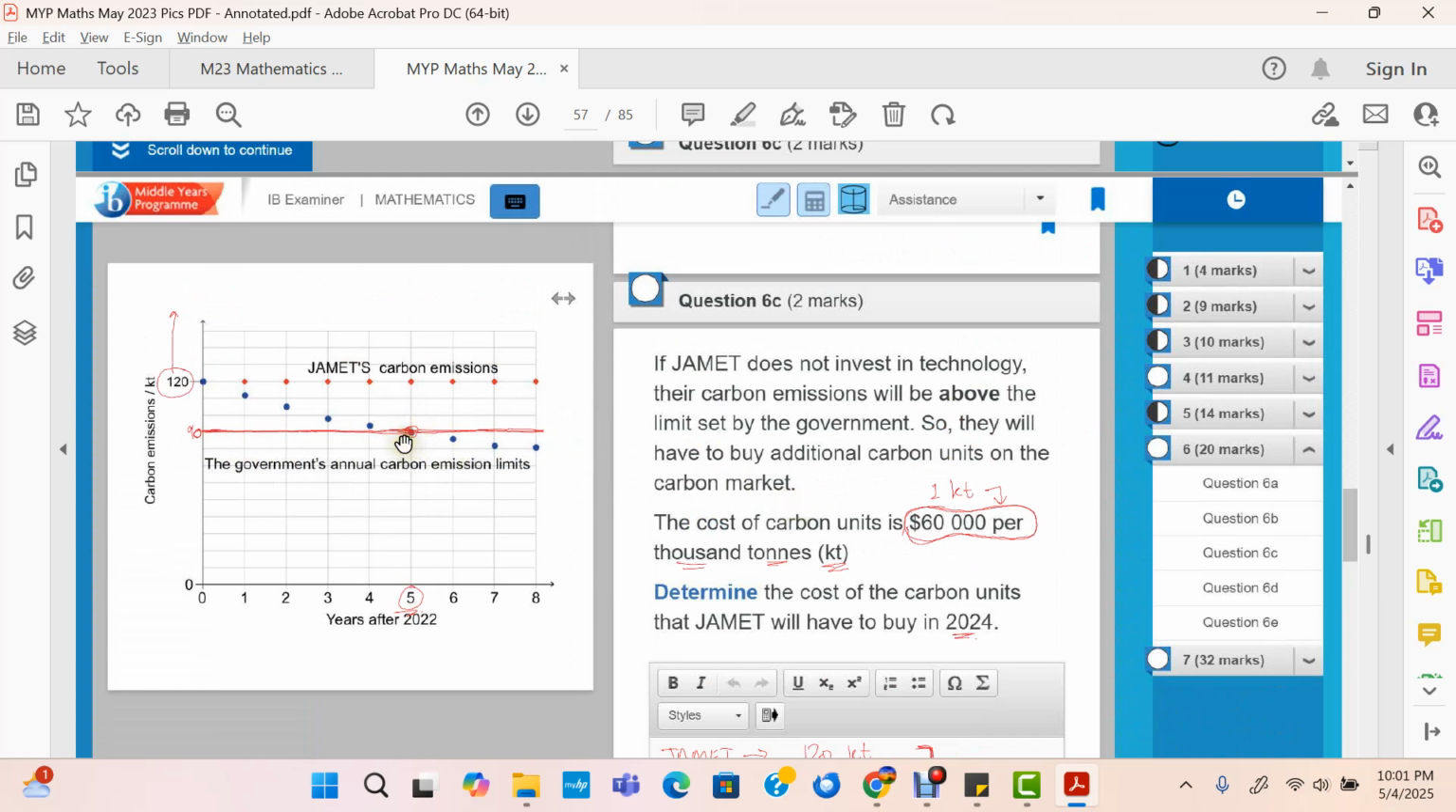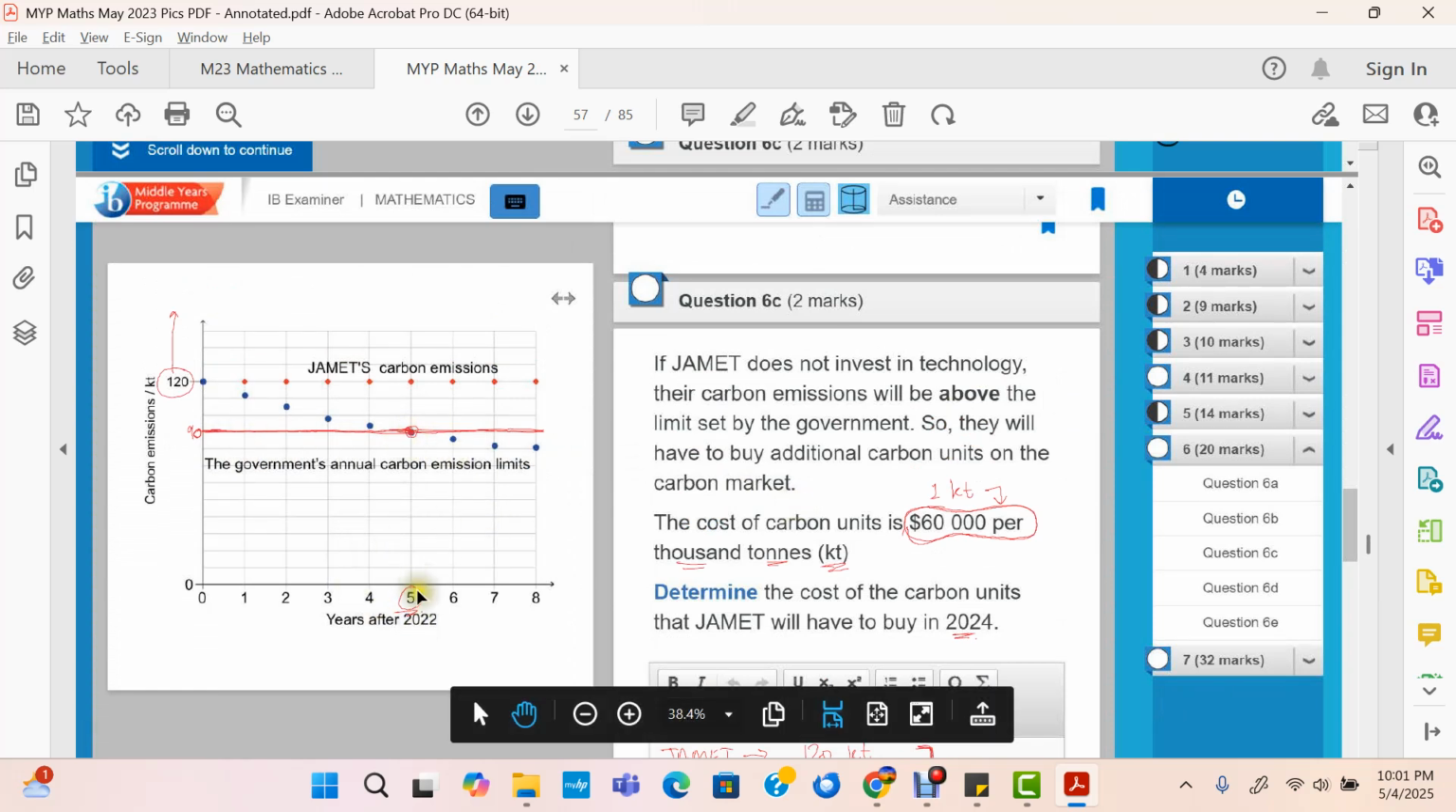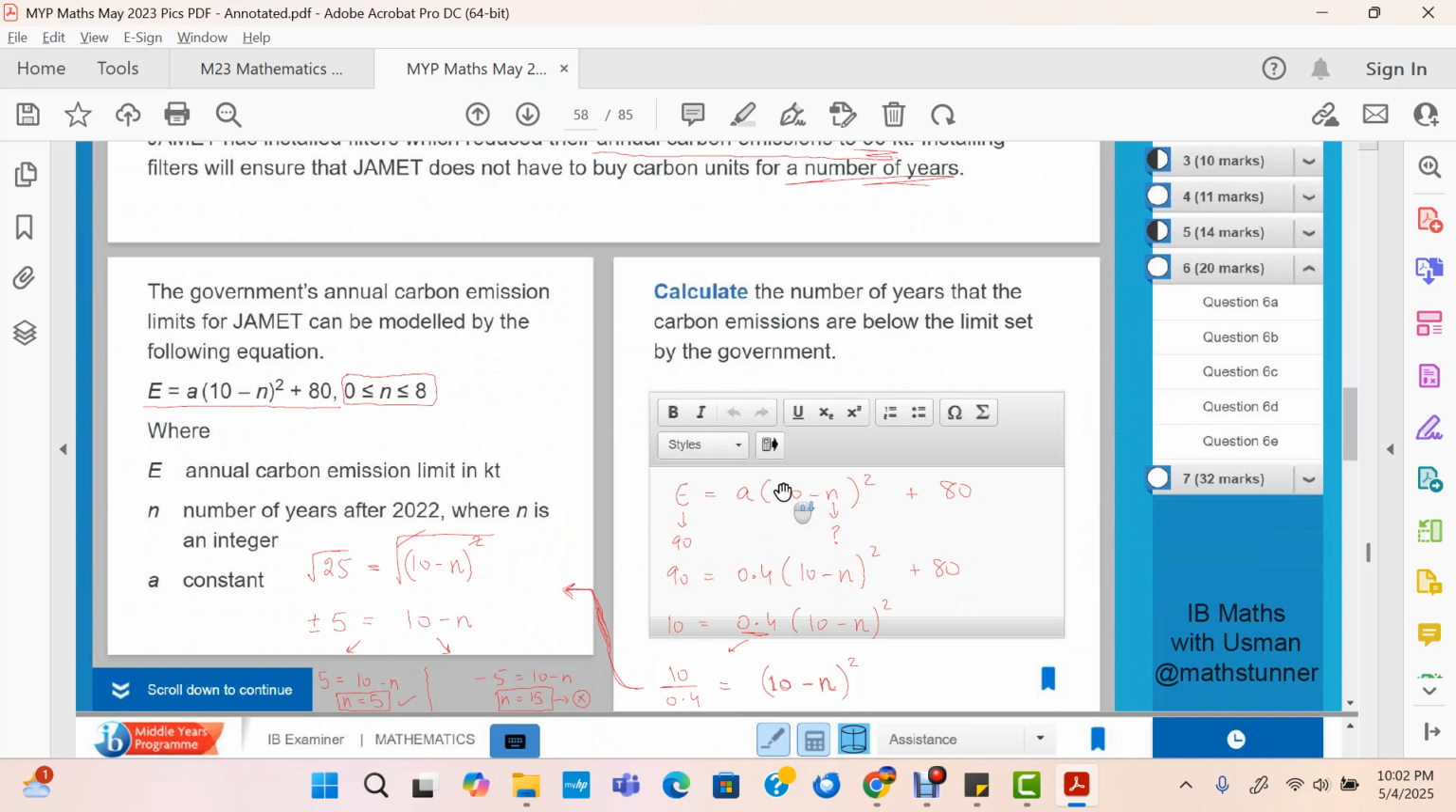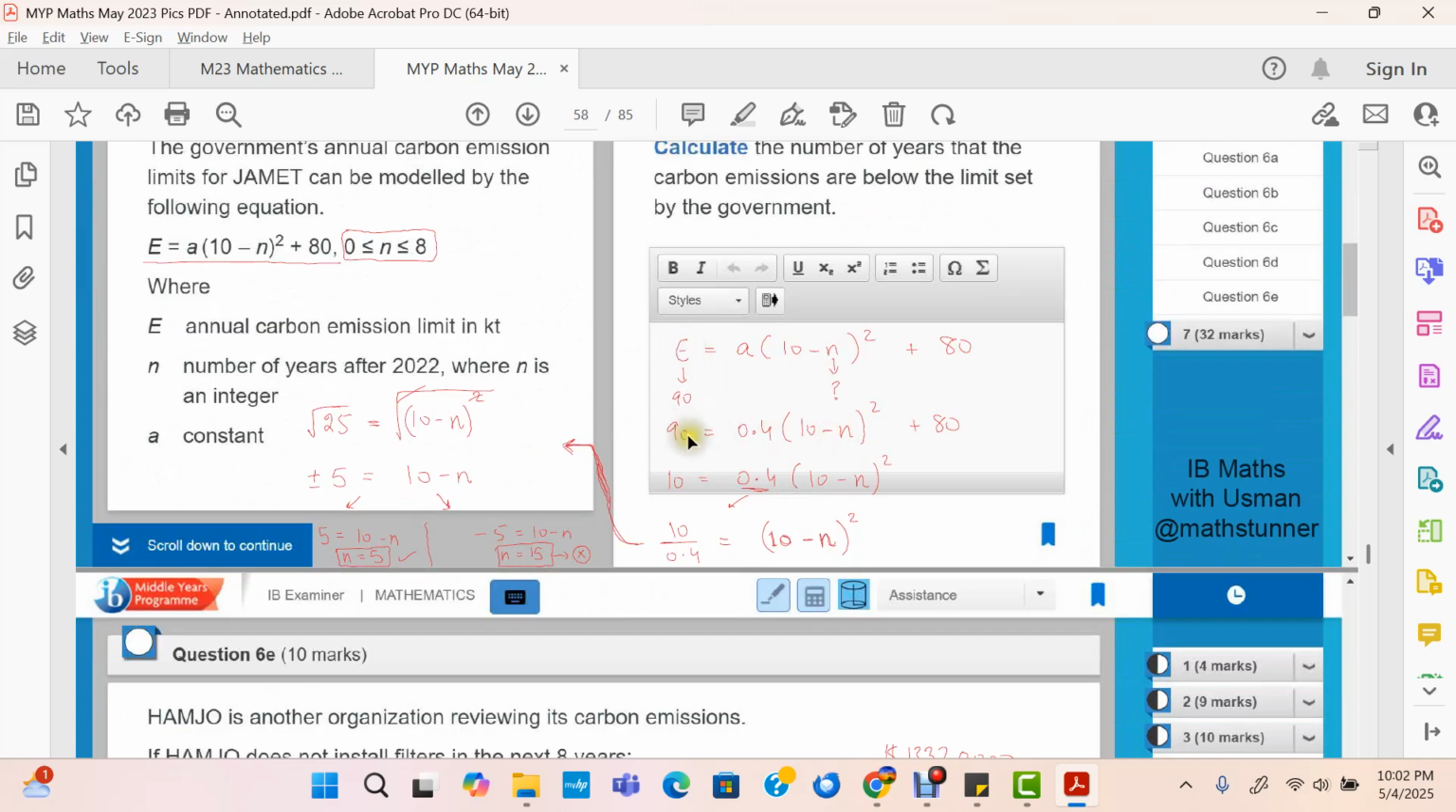Or I think it's really simple. Find n. How many years? Find n when E is 90. It's as simple as that. Okay. So when E is 90, find n. You put it over here.